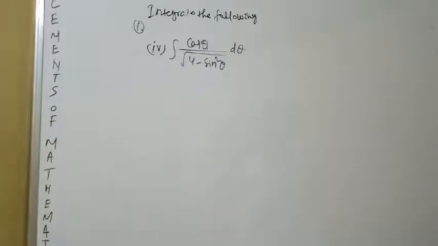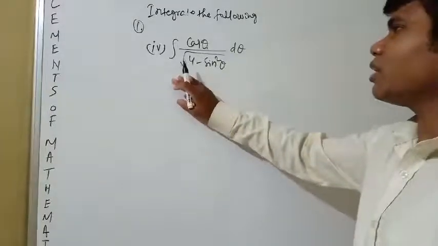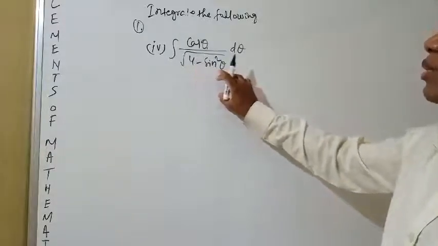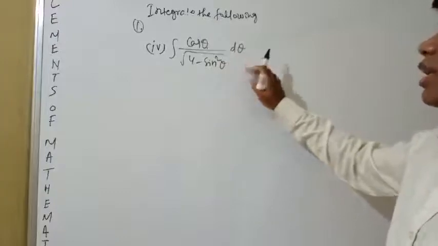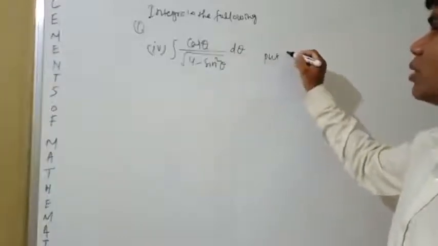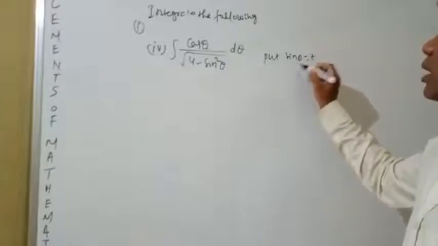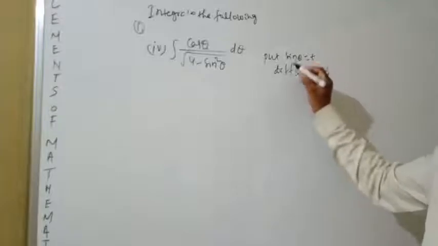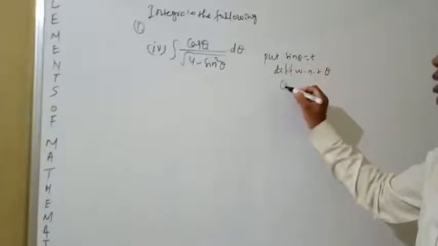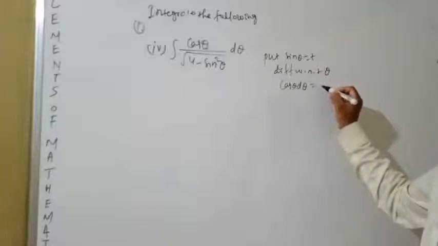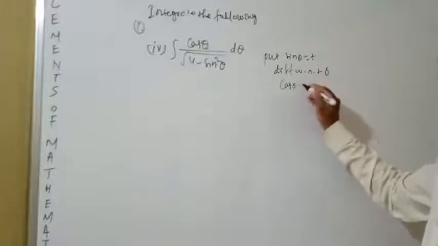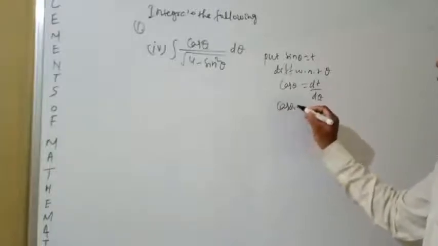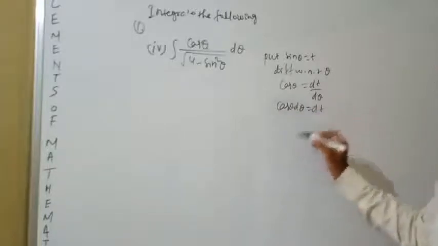Now the next question. The question is: integration of cos theta by root over 4 minus sin square theta d theta. Now you put sin theta is equal to t. Differentiate with respect to theta: the derivative of sin theta is cos theta, so cos theta d theta is equal to dt.